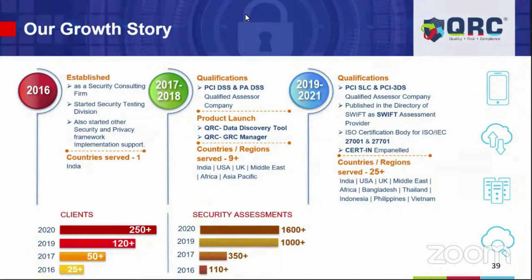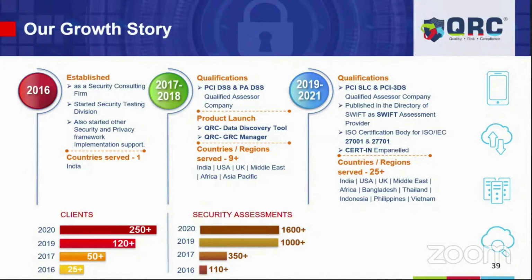Right, to start with QRC's growth story. QRC was established in 2016 as a security consulting firm. By that time, we also started the security testing division and other security and privacy framework implementation support. That year, we only served one country, which is India. And by the next year, we were already a qualified assessor company for PCI DSS and PA-DSS. We were also able to launch a couple of products, including Data Discovery Tool and GRC Manager.